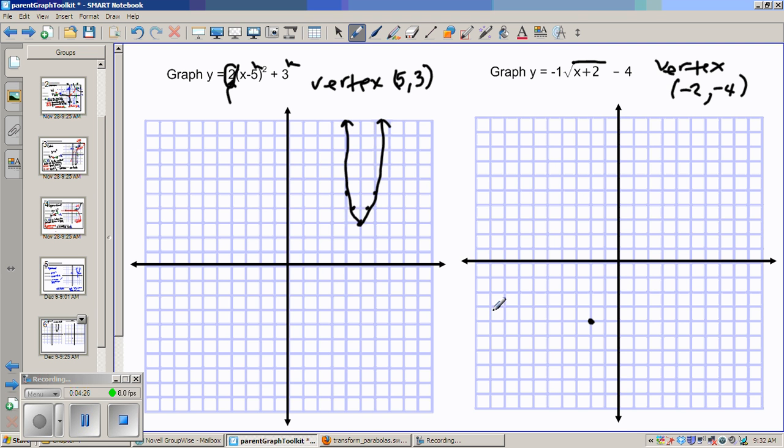So I'm going to come over here, and I usually like to put in just a couple of points to guide me. And then I'm going to draw that little piece of a graph. Okay? And so those are the things that we learned in this chapter.